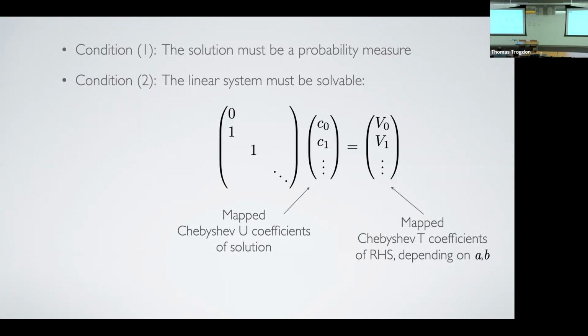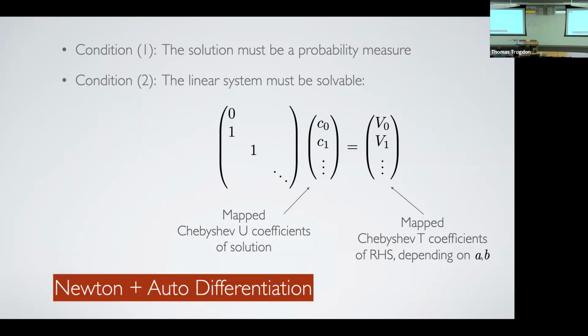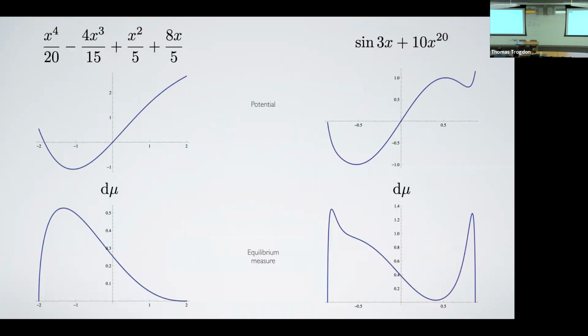How do we choose A and B? Well, we have two unknowns, but we also have two conditions. One, that this is an invertible system, so essentially we need the zeroth Chebyshev T coefficient to be 0. The other condition is that the solution must be a probability measure. So we have two conditions, two unknowns, so do Newton iteration. You can compute the Jacobians, because there's a dependence on A and B, but automatic differentiation is so powerful these days, especially in Julia, that you almost don't need to think about it. And that's how we do the one interval example.